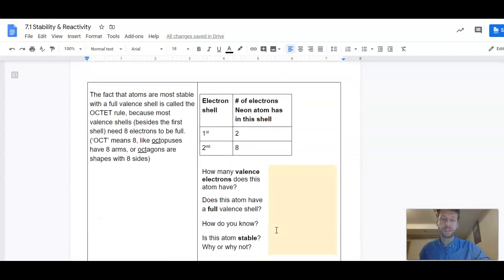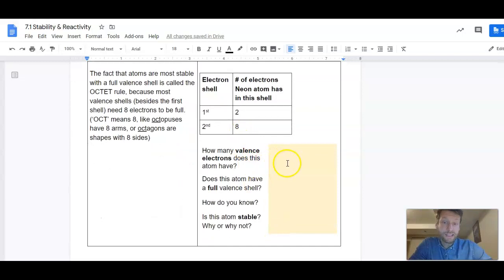The second element you saw was neon. Neon has 8 valence electrons in the second shell, so it's full, which means it is stable. So neon is not reactive. Neon gas will not react with other elements or compounds.